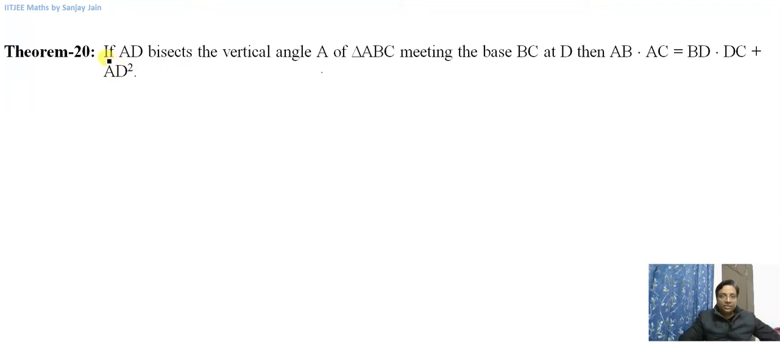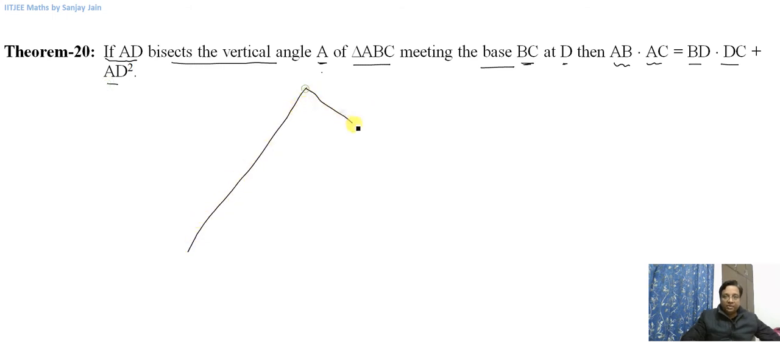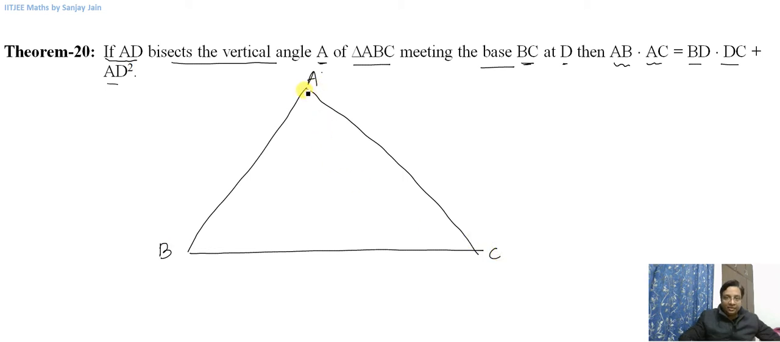Now this theorem says if AD bisects the vertical angle A of triangle ABC meeting the base BC at D, then the product of AB and AC will be equal to BD into DC plus AD square. So this is talking about angular bisector AD. Let us say I've got this triangle A, B, C, and bisector of this angle A is AD, right?